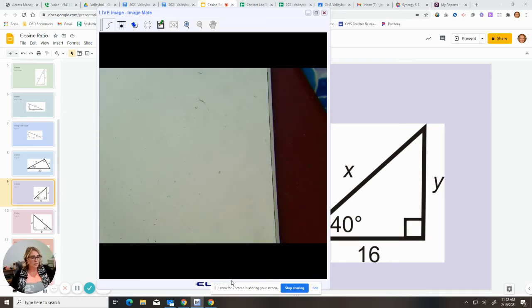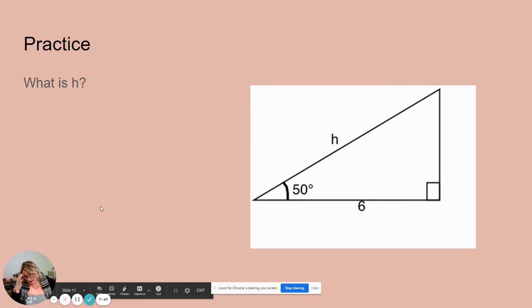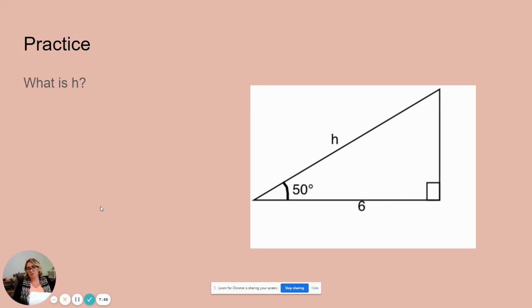Now we're going to do one more example to find our adjacent side, or to find the hypotenuse, because this isn't an example. This is a practice. So you get to practice this one. This one is exactly the same as what we just did. So go ahead and set it up, solve for the hypotenuse. We're going to practice again, solving for the hypotenuse. I feel like this is the place where you're going to make the most errors. So practice this one again.